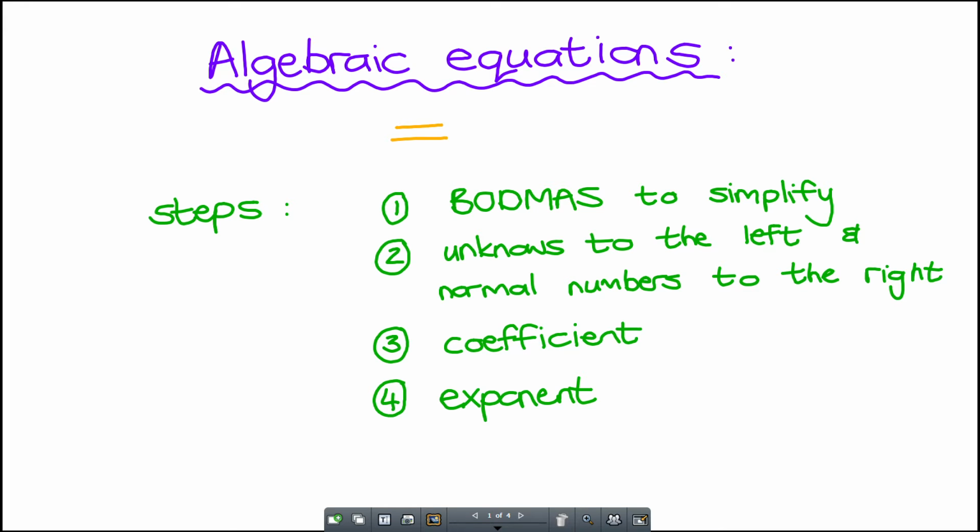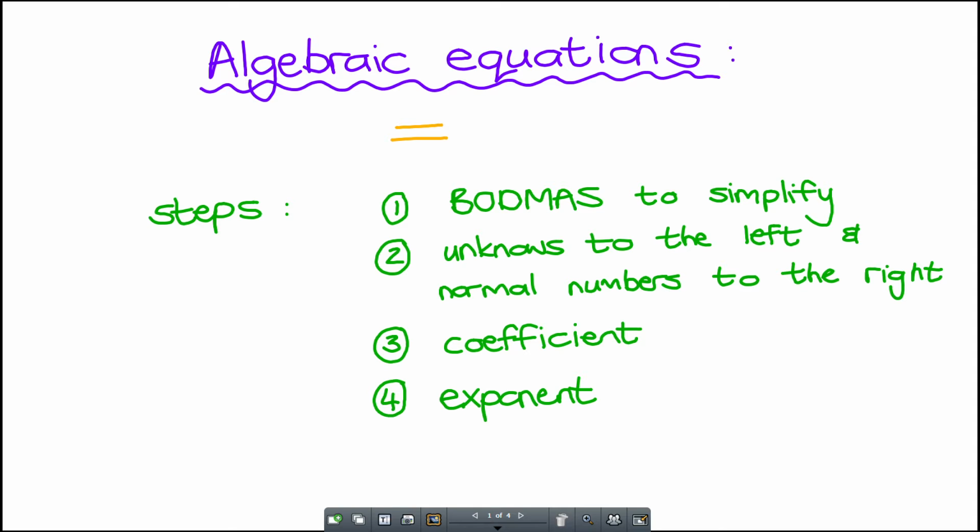Chapter 9 is about algebraic equations. So far we have been doing algebraic expressions, which means that the only difference now is we actually have an equal sign. For us to be able to solve equations, we've got a few steps that we must follow.